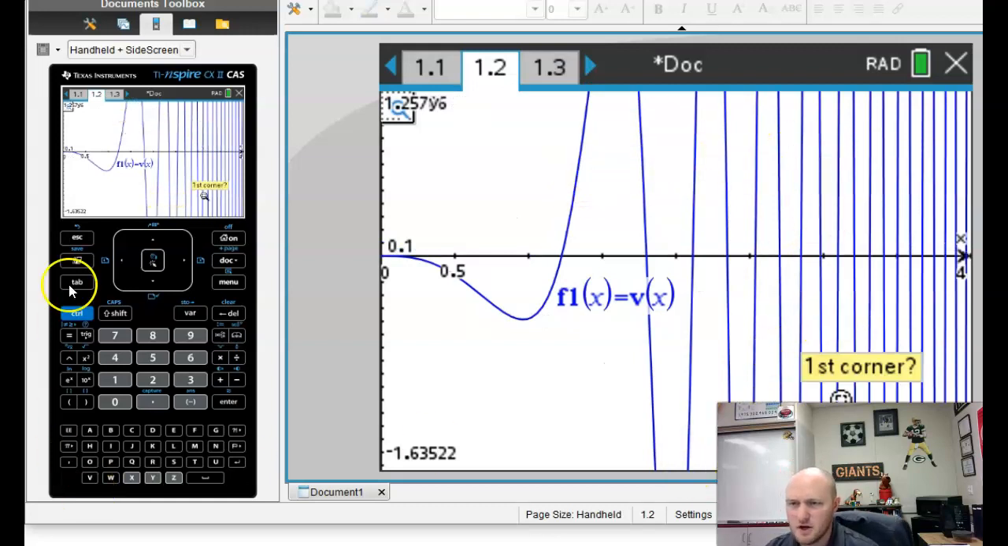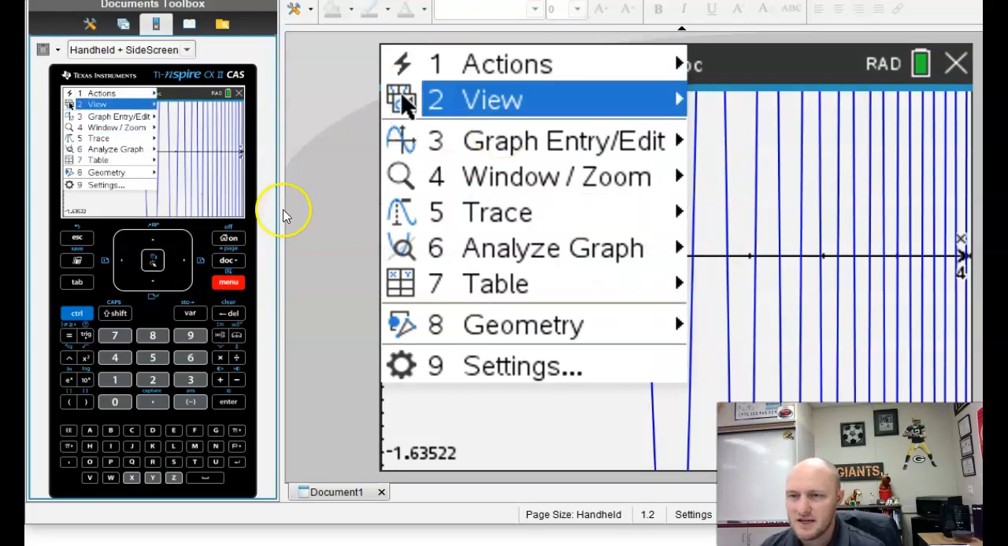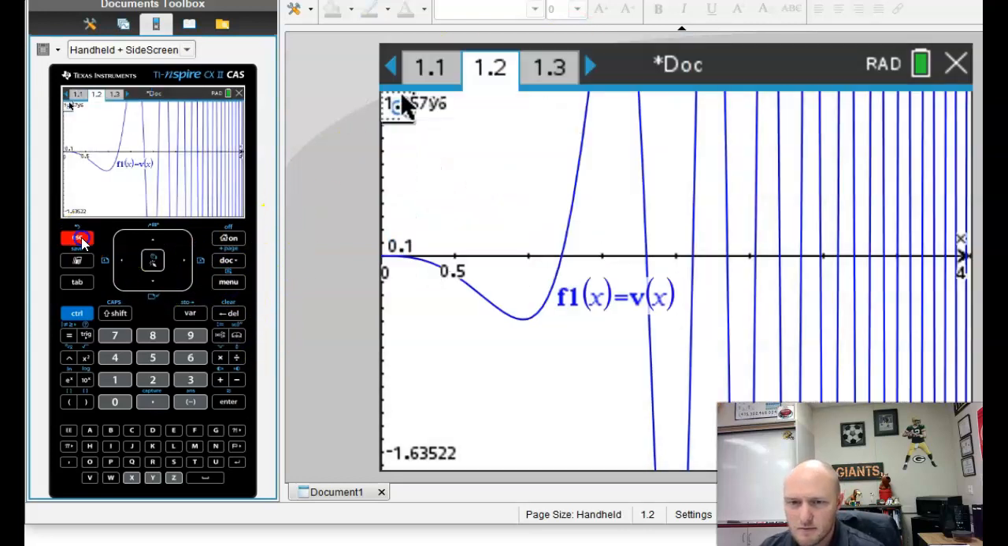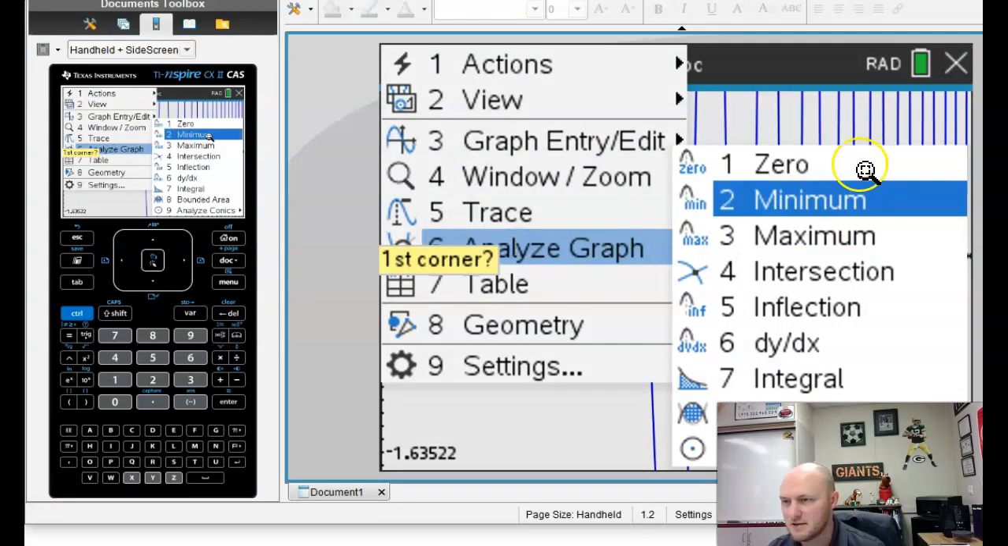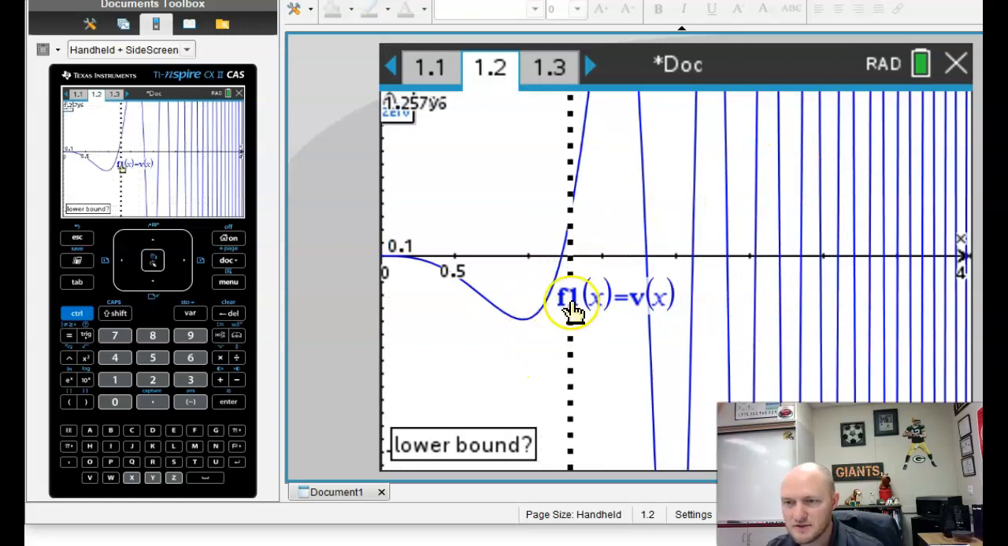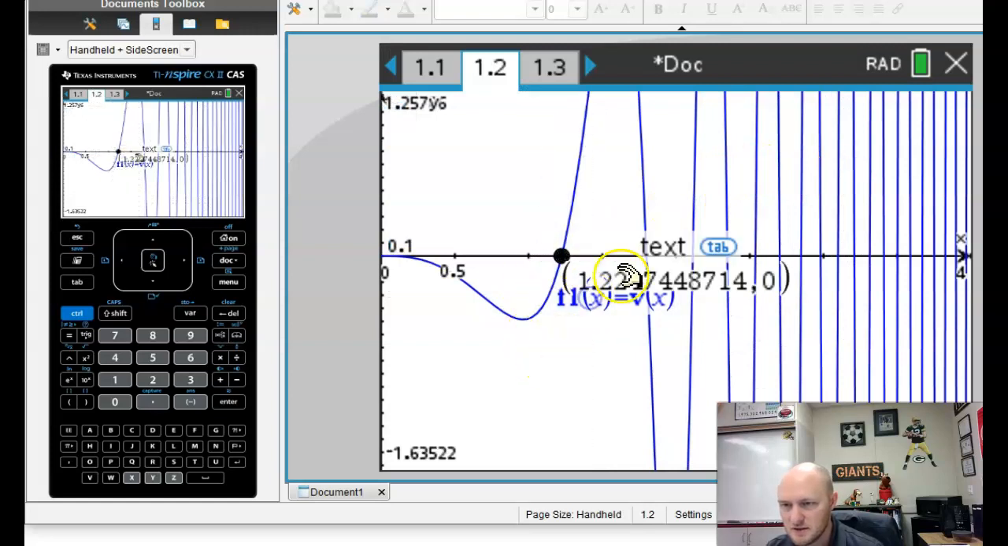All right, so here's our graph, and you can see that here's 1, so 1 to 2 would be here. Where is this object at rest? It looks like the velocity is 0 here and here. So I want to go to Analyze Graph, and I want to find zeros. So I want to find what this 0 is.